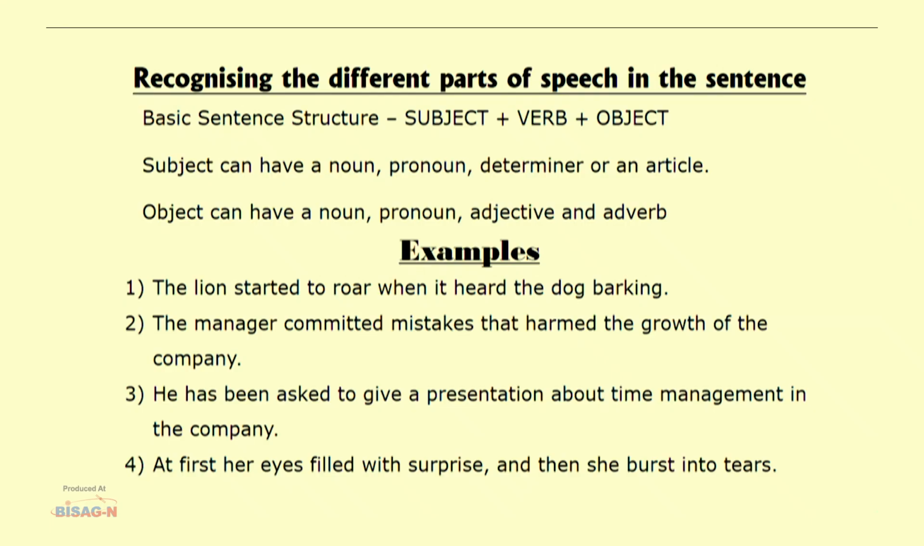part of speech. Let's just look at what we have next in the basic sentence structure. Let's look at the examples and then try to categorize what we have as subject, verb and object. The first example says, the lion started to roar when it heard the dog barking.